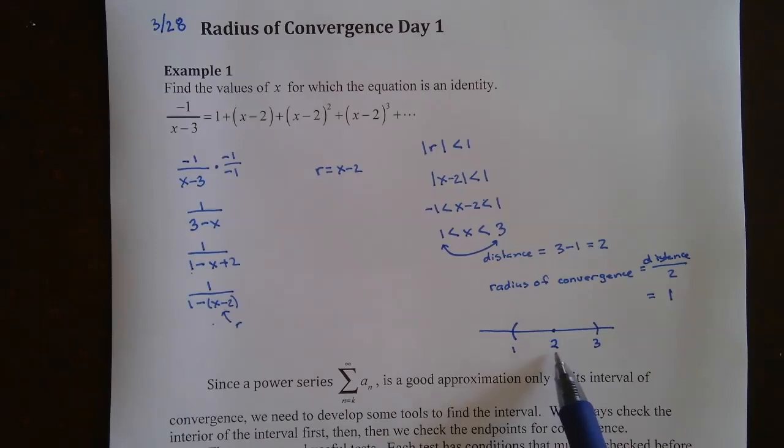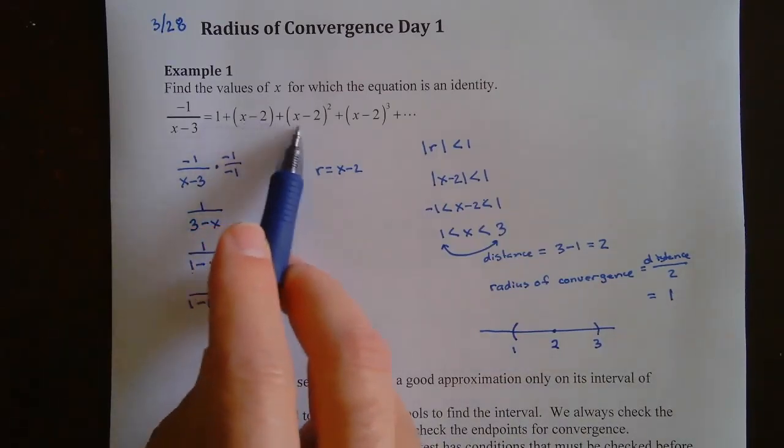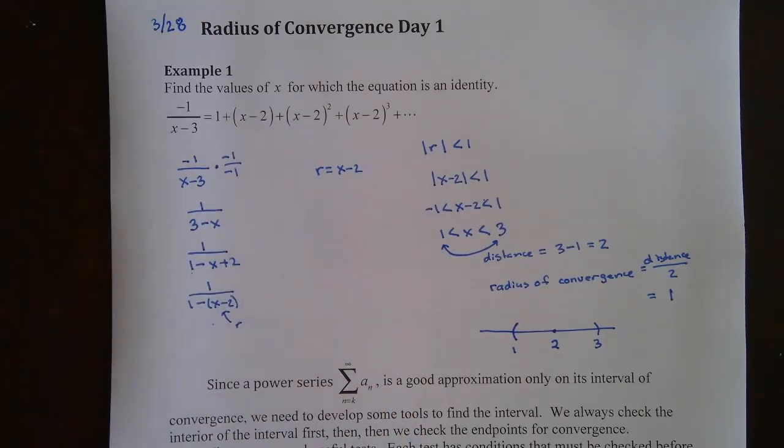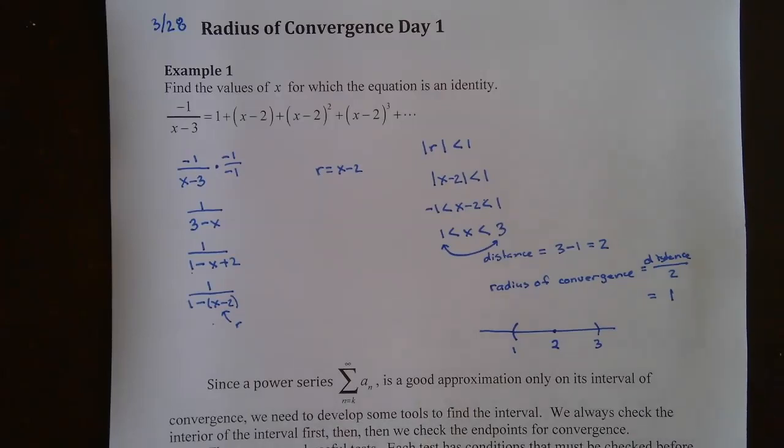The center of the convergence is 2, and you can tell that because we've shifted it over, x minus 2. We've shifted the regular power series 2 to the right. And so it has a radius of where it converges, 1 to the left of 2 and 1 to the right of 2. That's why it's between 1 and 3. So that's why we call it the radius of convergence.